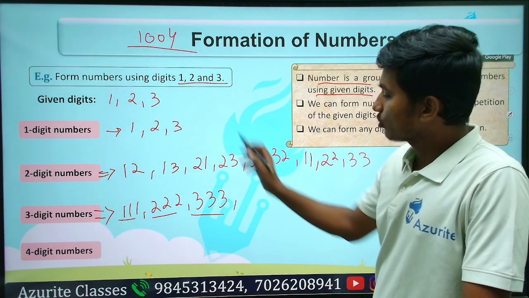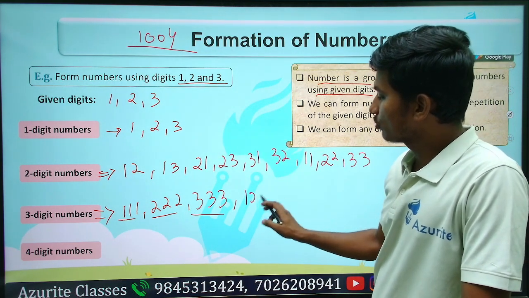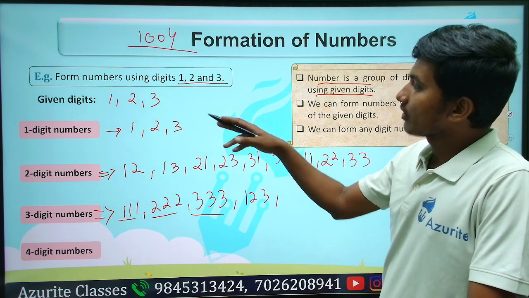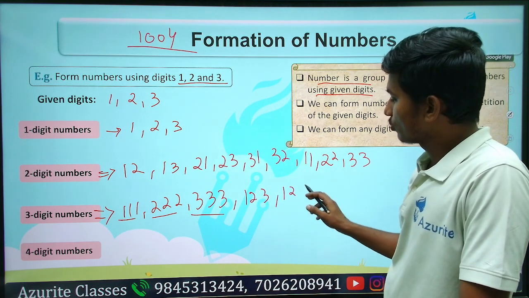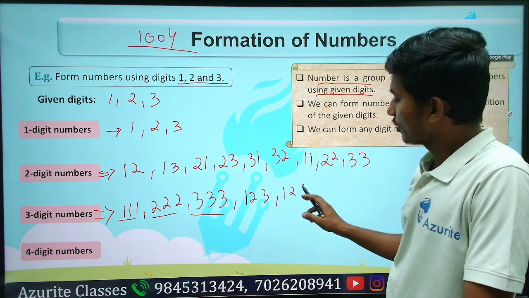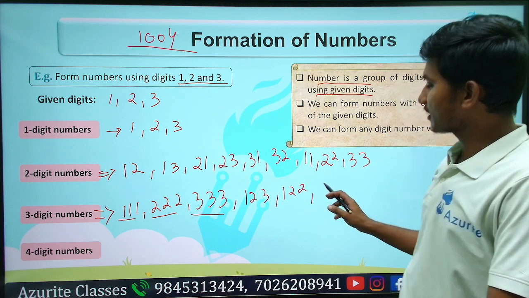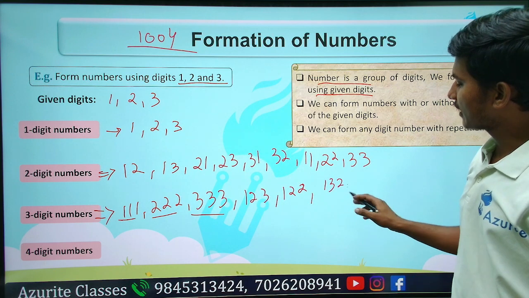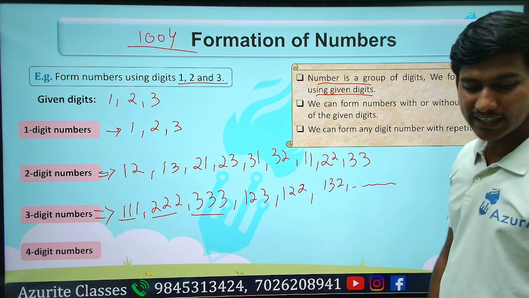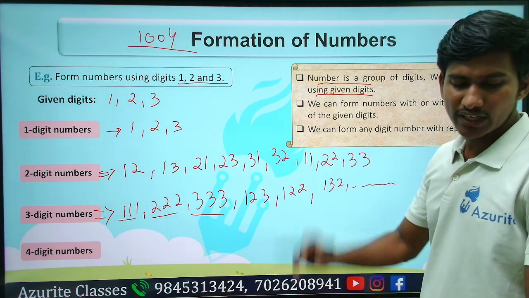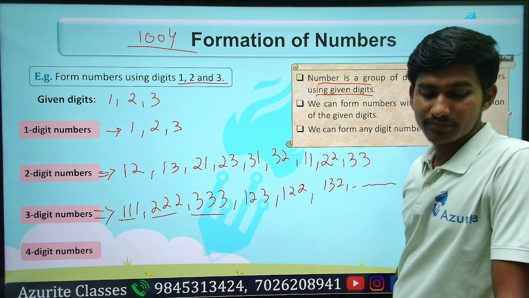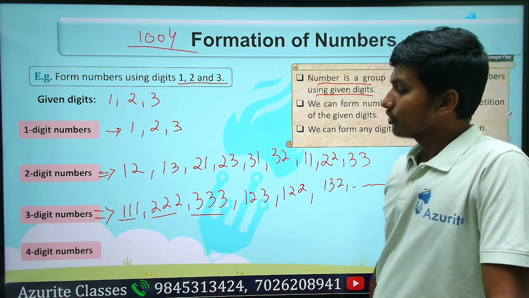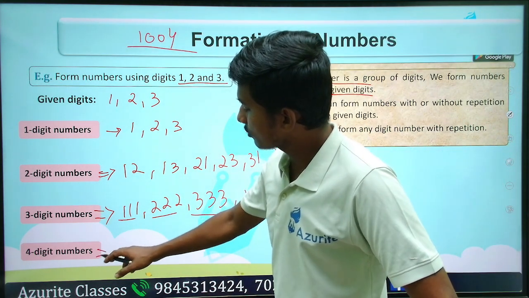So 1, 2, 3. And then 1, 3, 2. Here 1, 2, 2, the digit is repeated. Like that there will be so many possibilities, right? There will be so many numbers we can form, isn't it? Okay, good. So can we form 4 digit numbers also?